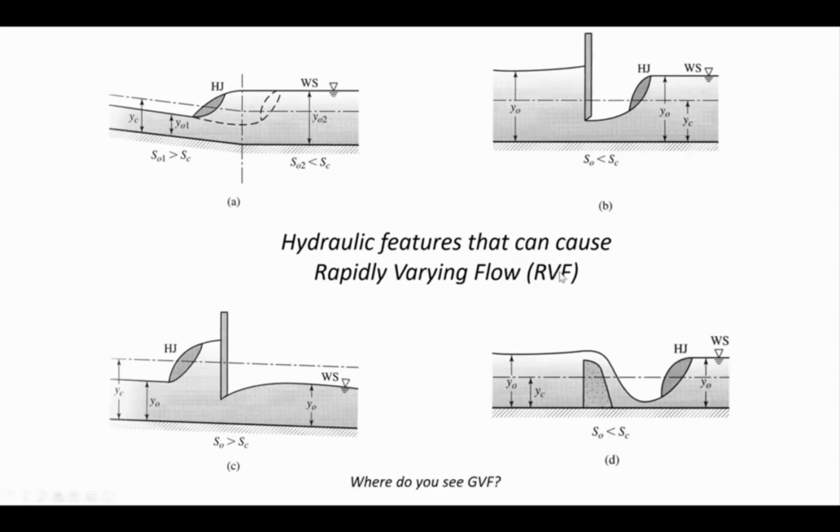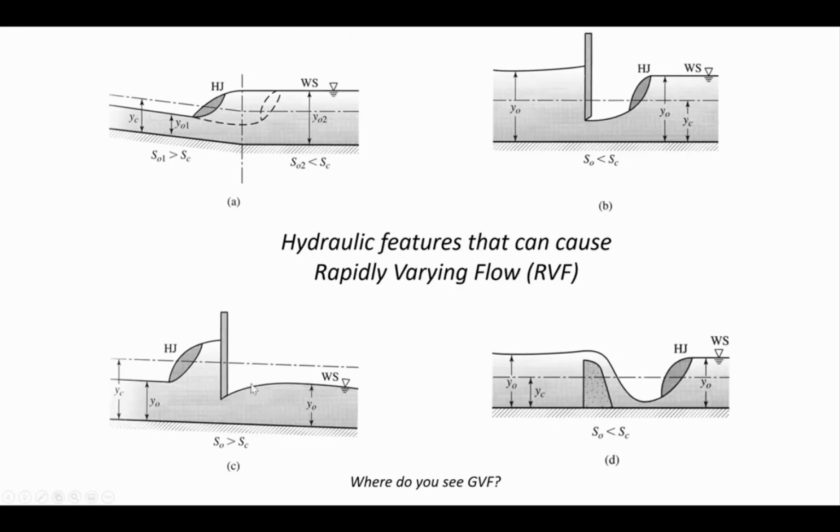Now, RVF means rapidly varying flow, and a hydraulic jump is an example of rapidly varying flow. It's where the depth changes abruptly. Gradually varying flow is what the name implies: it's when the flow depth is changing gradually. So in a hydraulic jump (HJ) it's happening quickly, but here it'd be a gradual variation in flow.